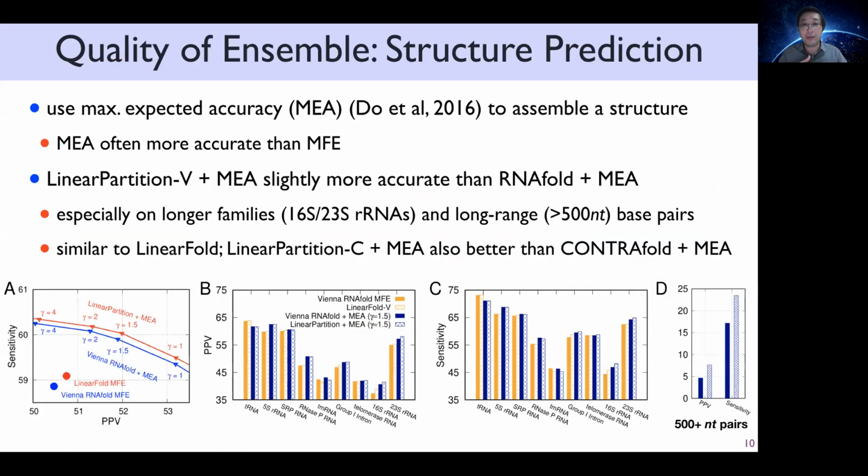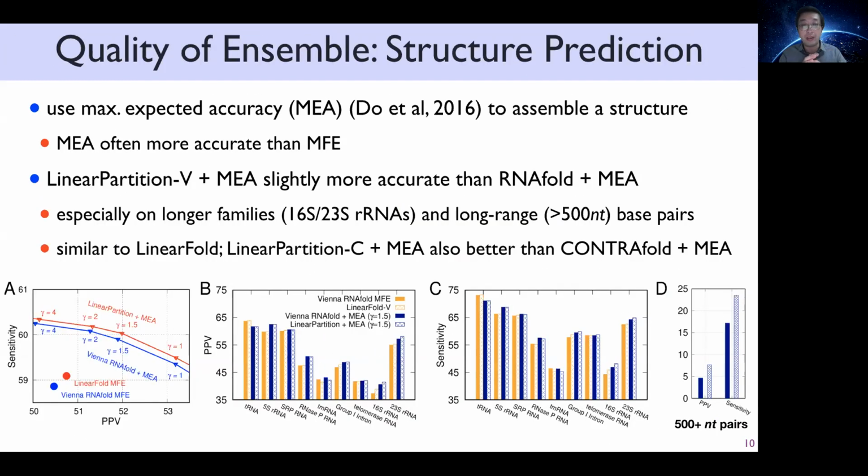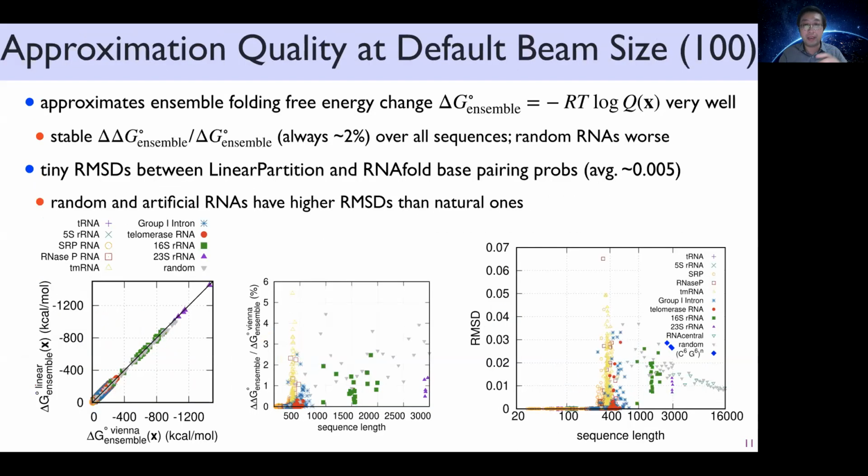And this would lead to higher accuracy structure predictions using the MEA algorithm. So linear partition V plus MEA is slightly more accurate than RNAfold plus MEA. And this advantage is more pronounced on the longer families, the 16S and 23S, and the long range base pairs, those more than 500 nucleotides apart. And this also holds for linear partition C, by the way.